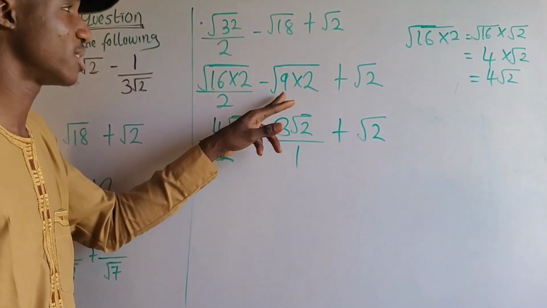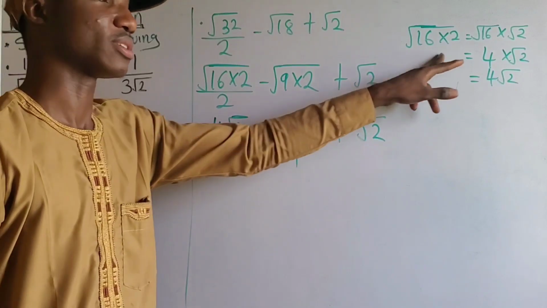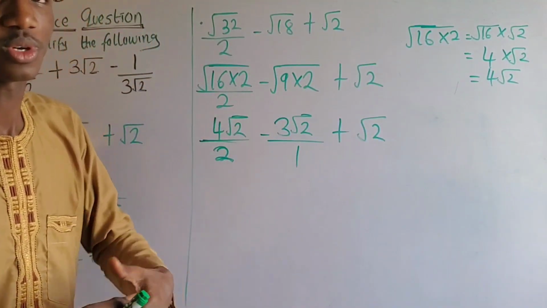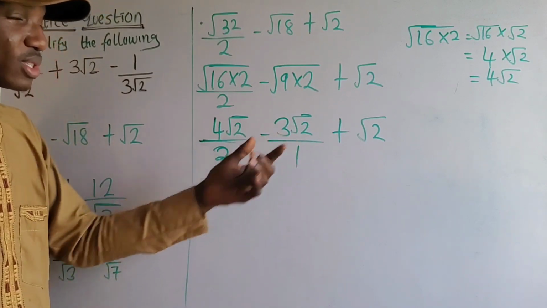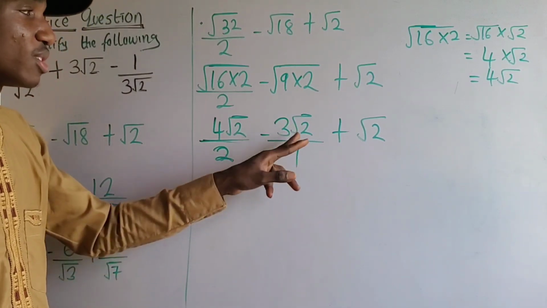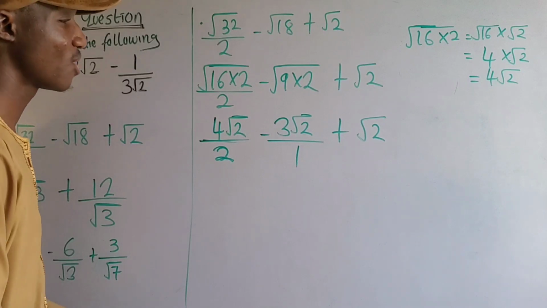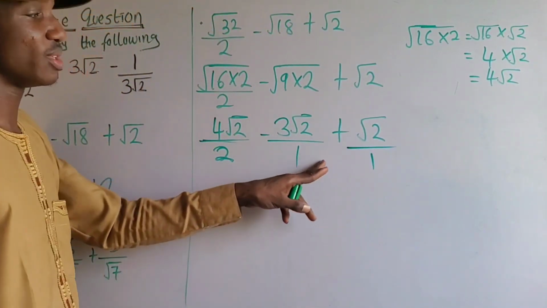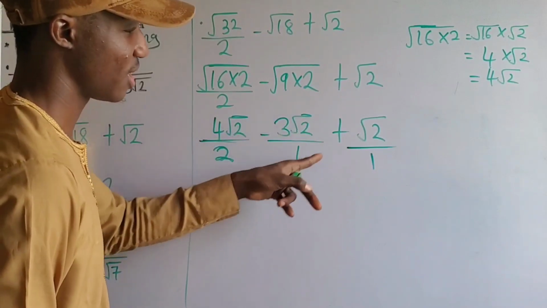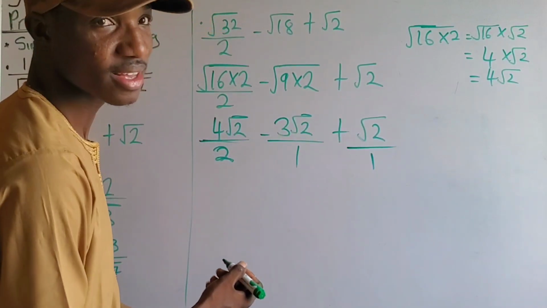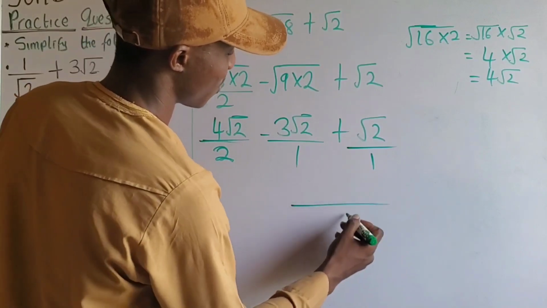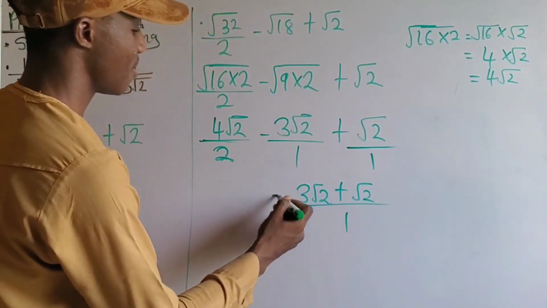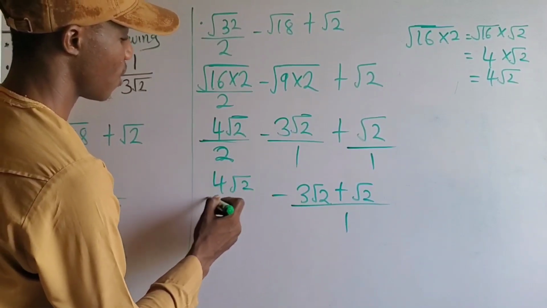Do you understand how I got this? Just express root 9 times 2 as this, just like what I did here. Root 9 will give us 3, and root 2, because it's the simplest surd, I just have to put it there. 3 times root 2 will give me what? 3 root 2. So, having gotten to this point, you can take the LCM. Let's first deal with this fraction that you have here. The LCM is 1. 3 root 2 plus root 2, minus 4 root 2 all over 2.